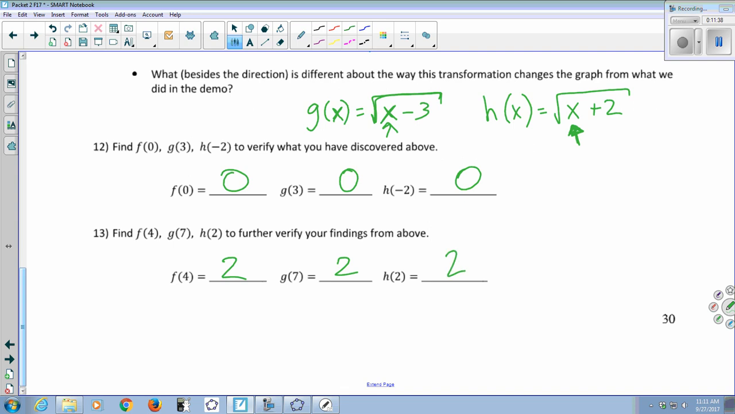So to get the y value of 2, in f you plug in a 4, in g you plug in a 7, and in h you plug in a 2. And these x values have the relationship of shifting the way we described, right? From 4, you move right 3 and you get to 7. And from 4, you move left 2 and you get the 2. So it's a little bit counterintuitive when you first see it, but then once you think about it in terms of how do I get the same output, the direction of the move starts to make a little more sense.